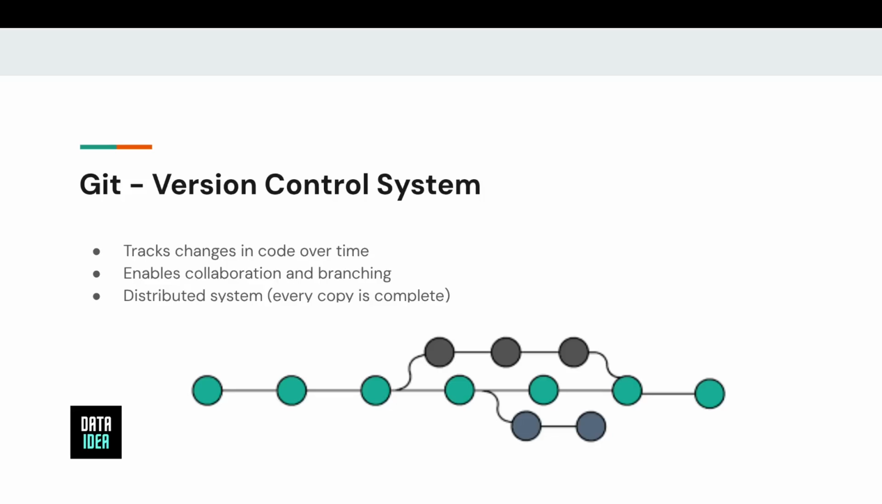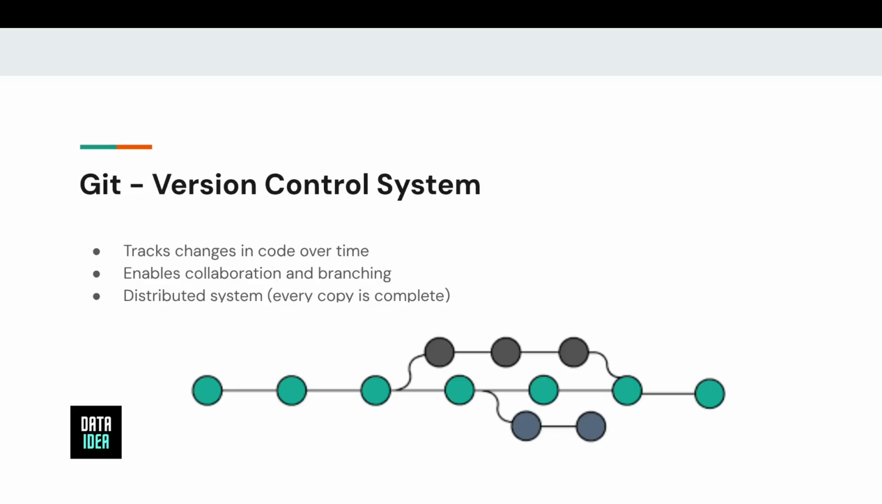So distributed means if you're working, say, in a team, every other person can have their copy of the project and can make changes without waiting for another person to finish before they add. So this is a really handy thing. It makes it very easy to collaborate.